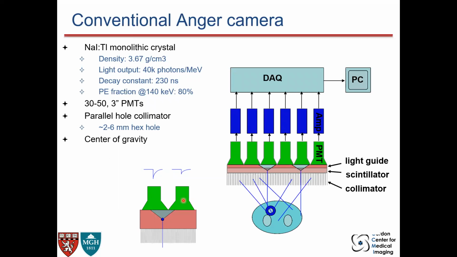The other dimension is exactly the same, and that's again center of gravity, or the more commonly used phrase, Anger logic. Center of gravity and Anger logic are exactly the same, and that's the conventional gamma camera. So you get the signals, process them with the preamplifier, amplifier, and shaper, and then they are acquired by the analog to digital converter, with thresholds, etc., and then sent to a PC for image reconstruction.